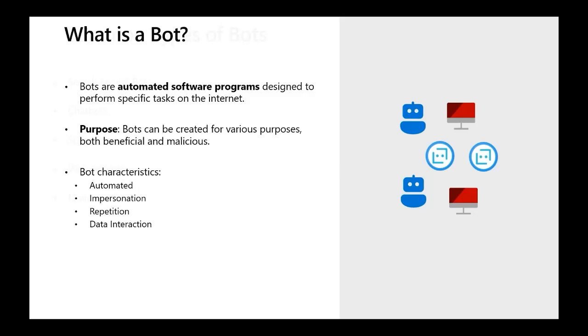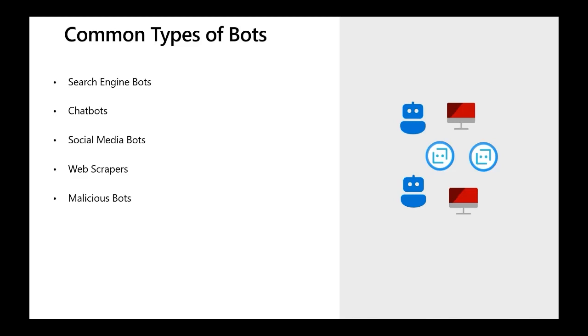In terms of bots, we have various types, and they are broadly classified. These are some of the types generally classified. We have search engine bots, and these are bots that crawl websites to gather information for search engine indexing. We also have chatbots, and these are AI-powered bots designed to interact with users in a conversational manner. And we've seen more and more of this, especially with the explosion of AI-driven chatbots. We also have social media bots, and these are bots that automate actions on social media platforms, such as liking, following, or posting.